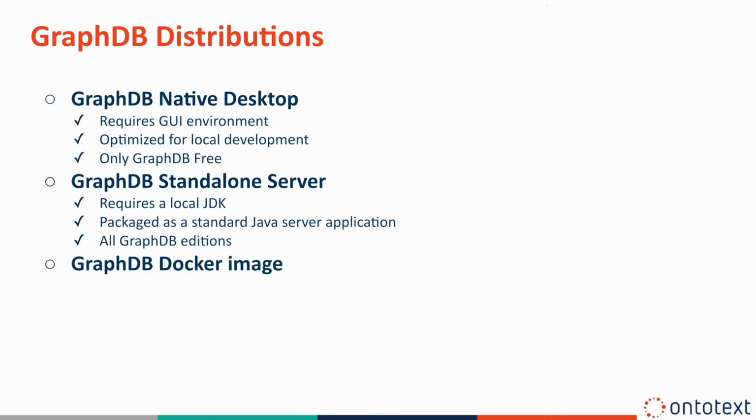The GraphDB Docker image requires a local Docker engine to start the database. This is also the preferred option to run GraphDB in Kubernetes environments.